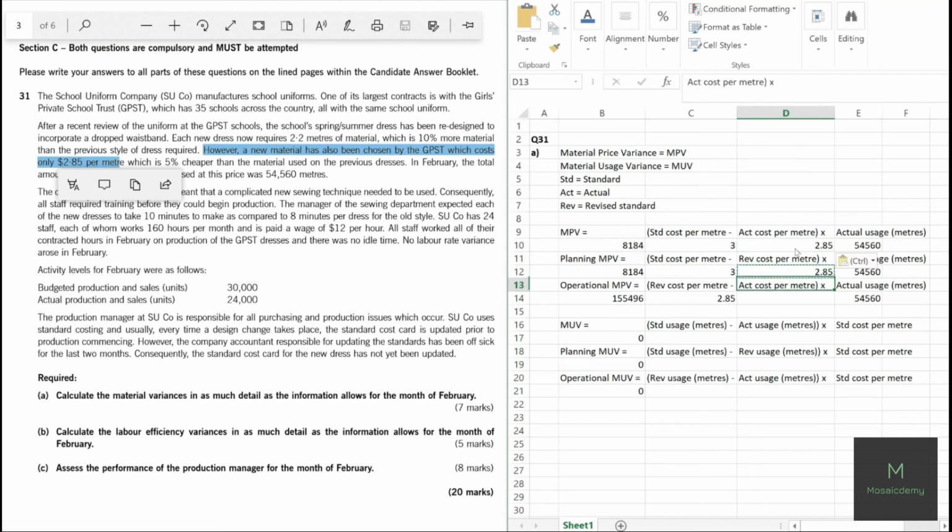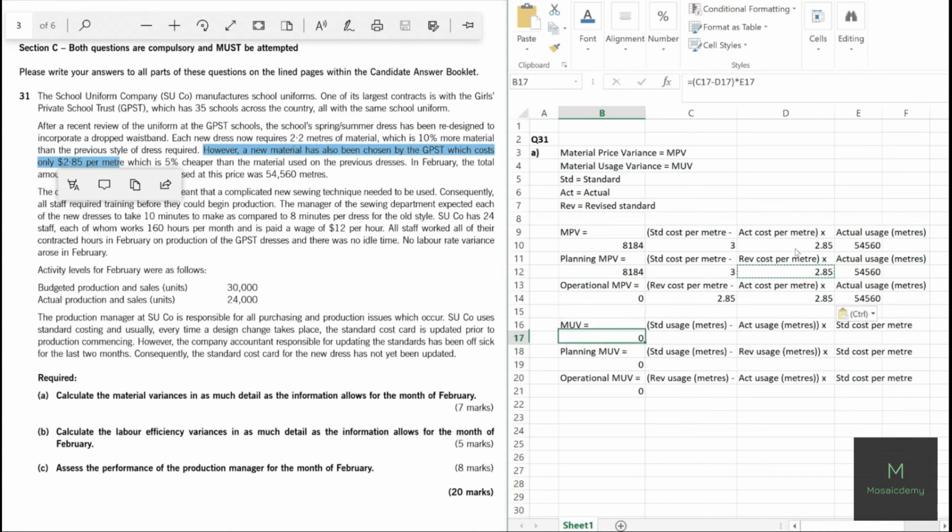And what would that mean? Basically, what that would mean is there would be no operational material price variance because we're comparing the revised to the actual and those are the same amounts, okay? So the only variance we'll have is the planning material price variance. And remember, the planning and operational variances should always add up to the total original variance, which it does in this case. So 8184 favorable, 8184 favorable, and 0.